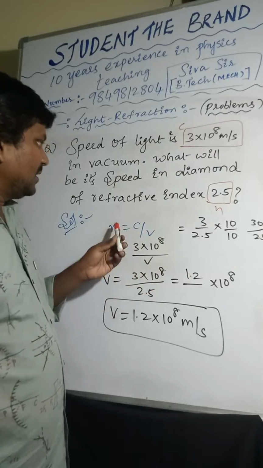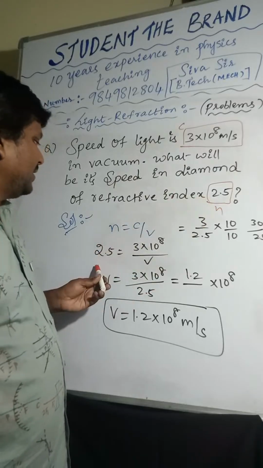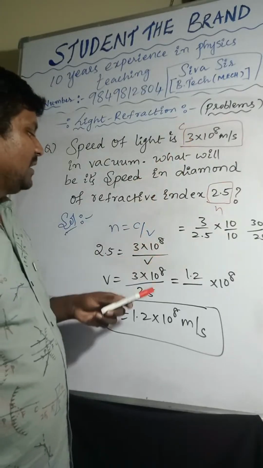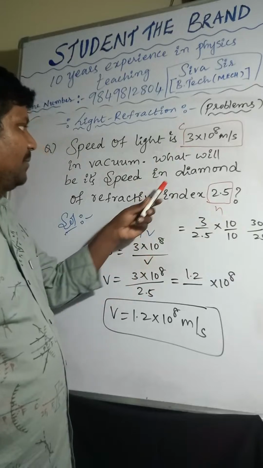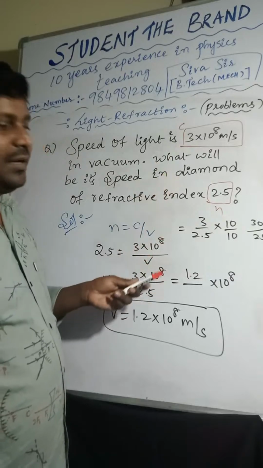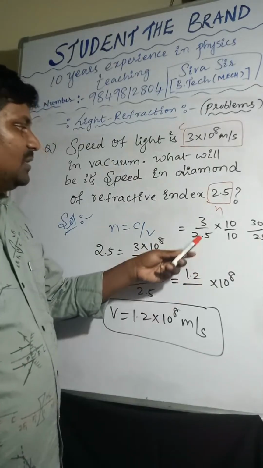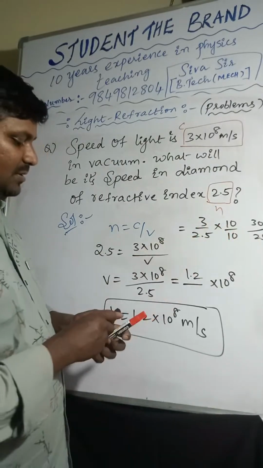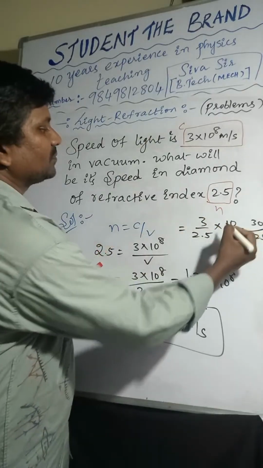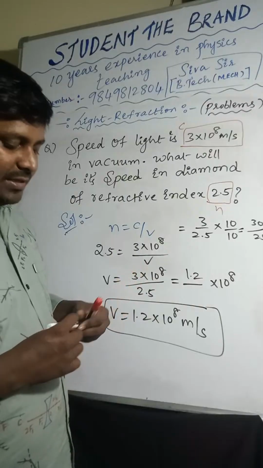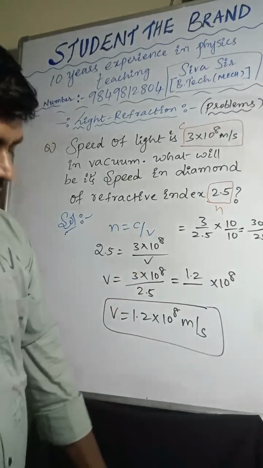The refractive index is 2.5, and speed of light in vacuum is 3 into 10 power 8 meter per second, and v is the speed in diamond. So v equal to 3 into 10 power 8 by 2.5. If you solve this one, we'll get the answer, which is 1.2. So next one, we'll go for the next question.